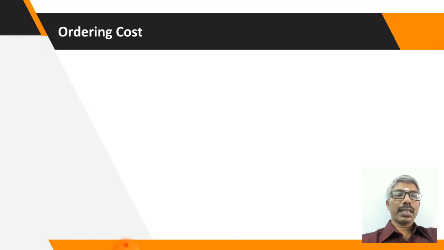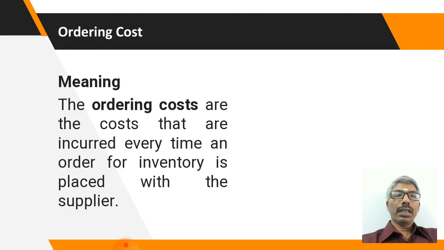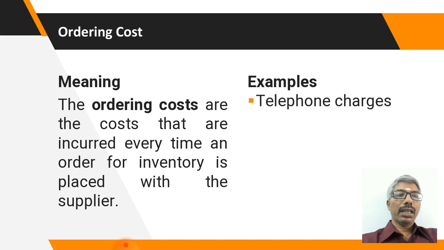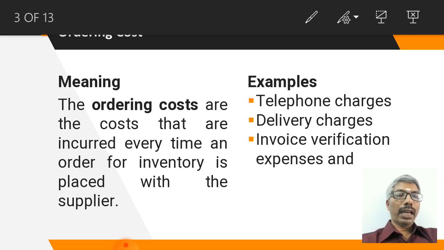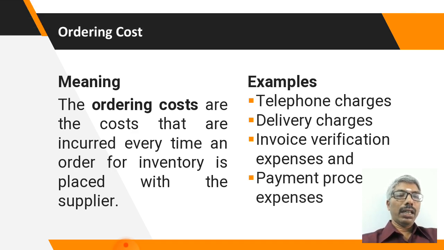The ordering cost. The ordering costs are the costs that are incurred every time an order for inventory is placed with the supplier. Examples of the ordering cost are telephone charges, delivery charges, invoice verification expenses, and the payment process expenses.